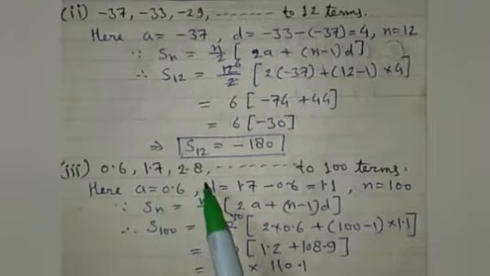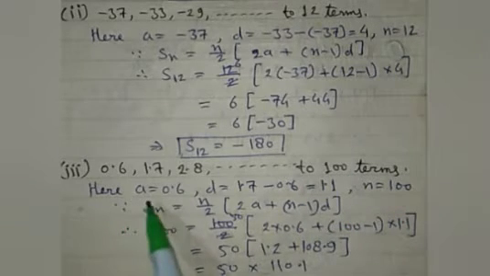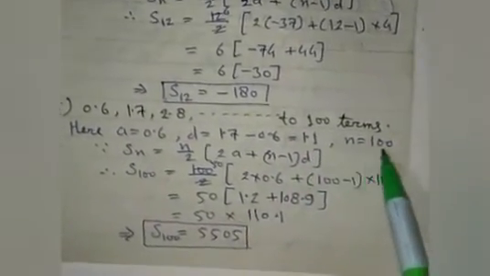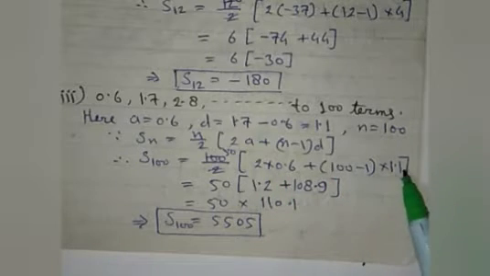In the third part, the terms are 0.6, 1.7, 2.8, up to 100 terms. So here a equal to 0.6, d equal to 1.7 minus 0.6, that is equal to 1.1, and n equal to 100. Substituting the values in this formula, you will get S100 equal to 100 divided by 2 into (2 into 0.6 plus (100 minus 1) into 1.1).